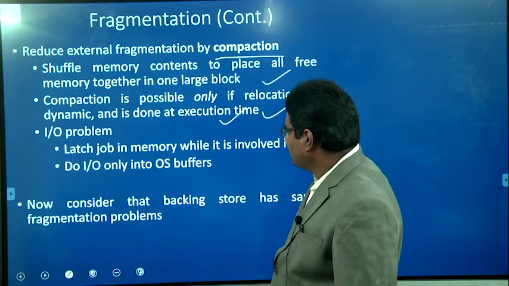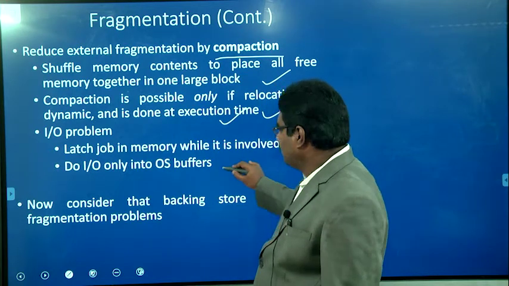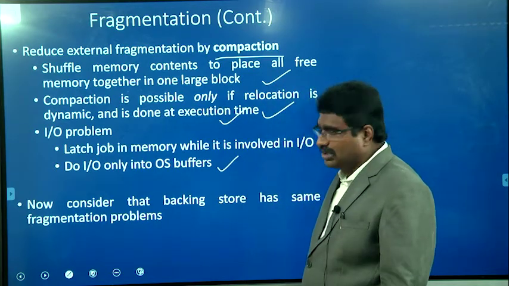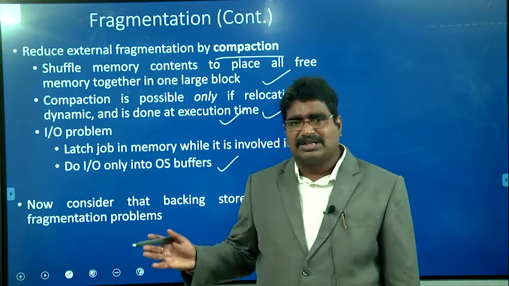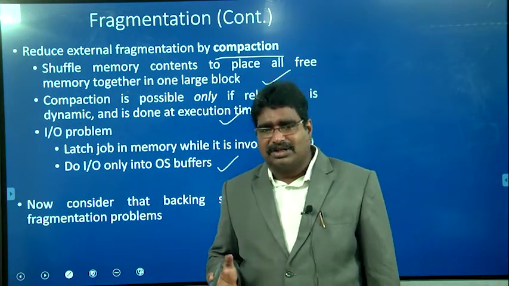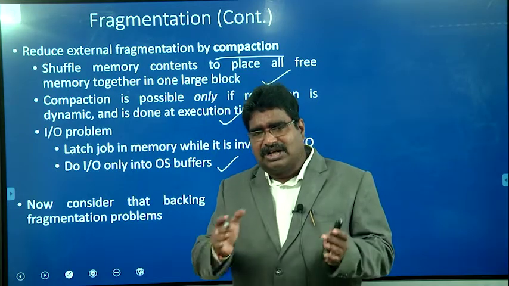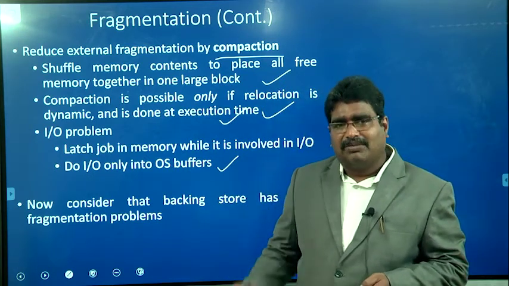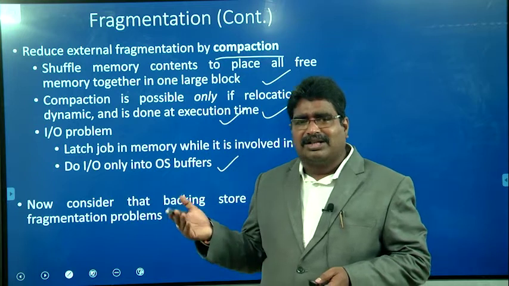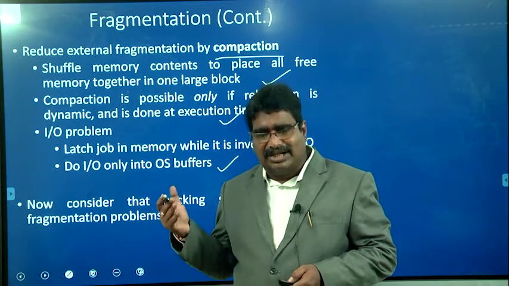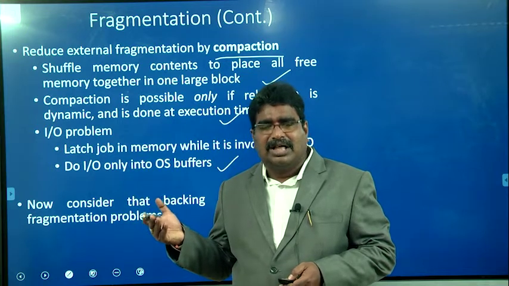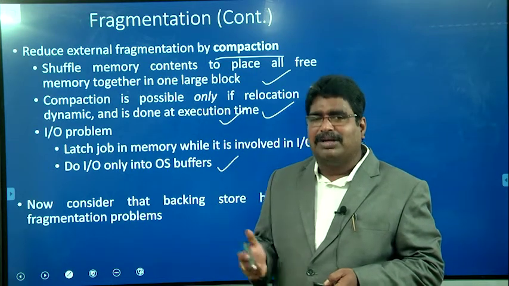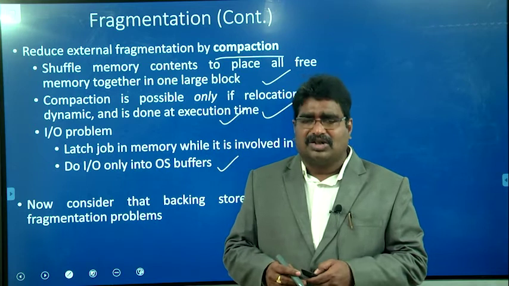Another problem is the I/O problem: we must latch the job in memory while it is involved in I/O, only into OS buffers. So this is the brief explanation about contiguous memory allocation. In today's class we discussed what contiguous memory allocation is, that is, the contiguous memory is allocated based on the processes. What is the advantage of contiguous memory allocation? It is very easy to calculate the logical address to the physical address. We simply add the logical address to the base register or the relocation register to get the physical address. So the memory management unit implementation is very easy.